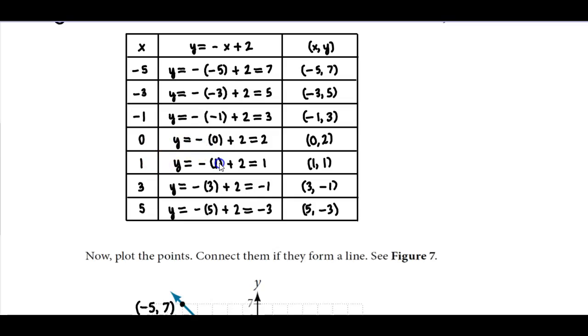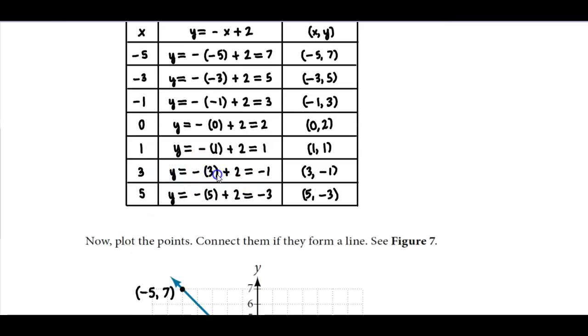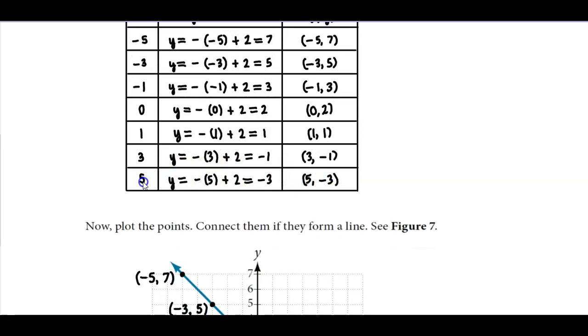Next, we're going to plug in positive 1. Well, a negative times a positive is going to give you a negative 1, plus 2, which is going to give you positive 1. So this ordered pair is an x coordinate of 1 and a y coordinate of 1. Now we're going to plug in a value of 3. So we're going to get negative times 3, which is negative 3 plus 2, which becomes negative 1. So therefore, the x coordinate is positive 3, and the y coordinate is negative 1. And the last point, we're going to plug in 5. So we're going to get negative times a positive 5, which is negative 5, plus 2, which gives you negative 3. So the x coordinate is positive 5, and the y coordinate is negative 3.